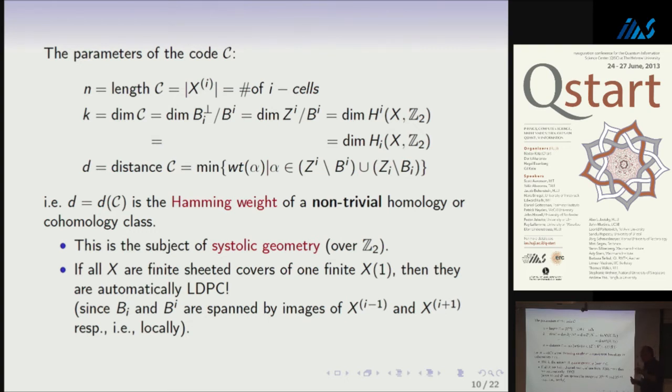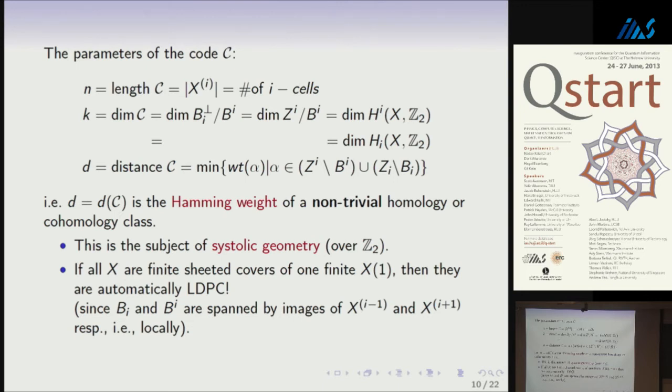The question is, in this situation, can you also get the dimension to grow linearly, the rate to be bounded away from 0, which means in this language that the dimension of the homology or the cohomology grows linearly with the size of the simplex.